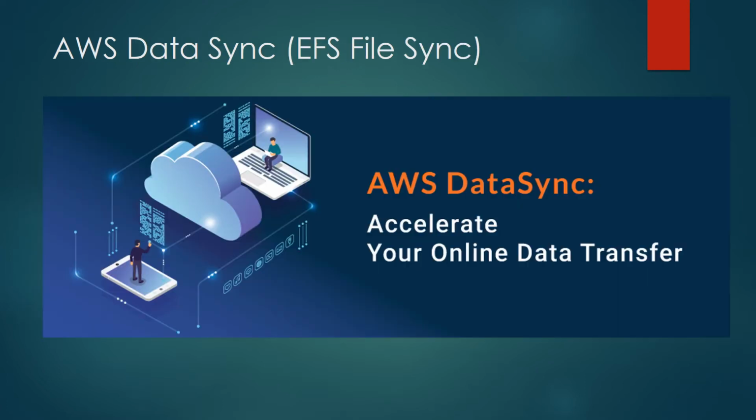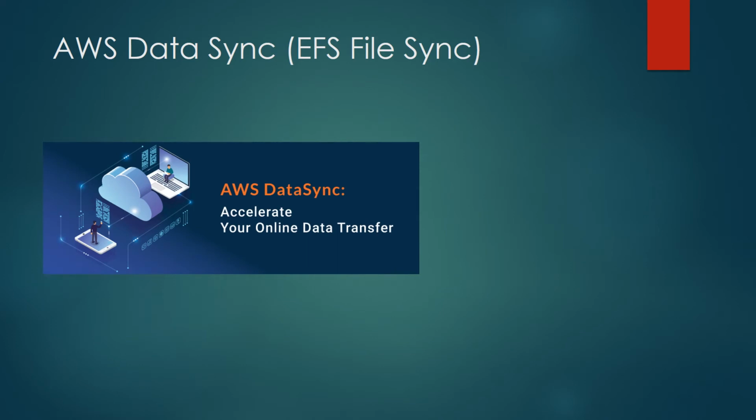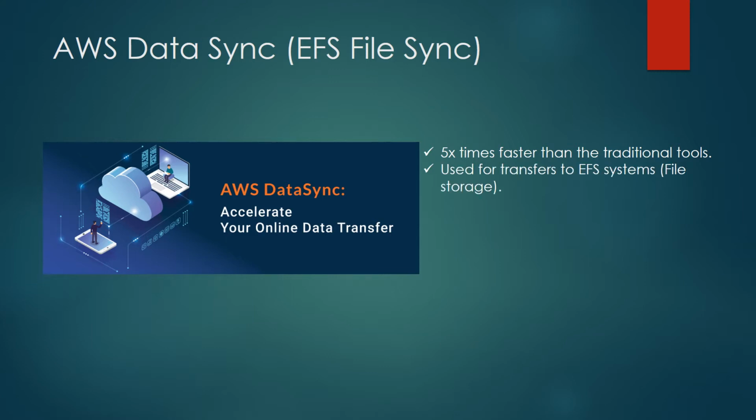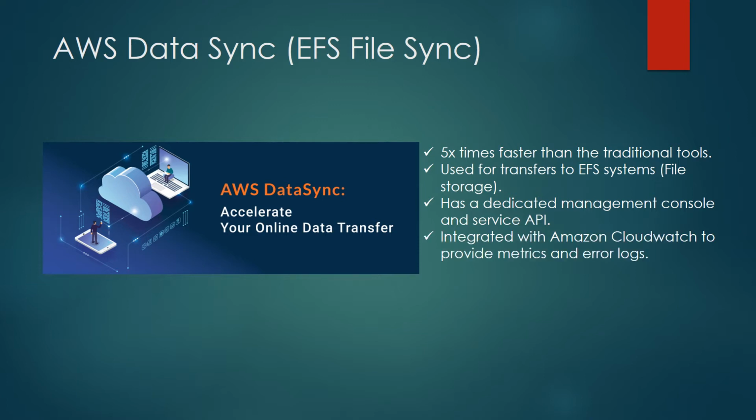The AWS Data Sync feature described in this slide has initially started as EFS File Sync, which uses a secure data transfer mechanism which can run up to 5 times faster than the traditional tools. It is used for file transfers to EFS systems and is available in all AWS regions where EFS is available. The Data Sync has a dedicated management console and service API. It is integrated with Amazon CloudWatch, which provides metrics on number of files and amount of data which has been copied. The logs also show detailed error information in case there are any errors during file transfers.